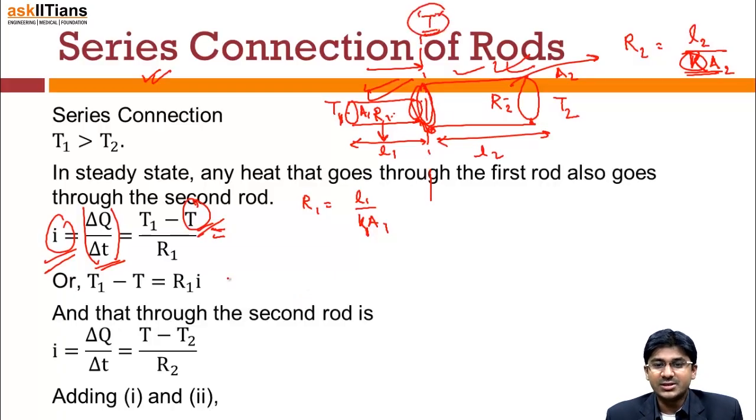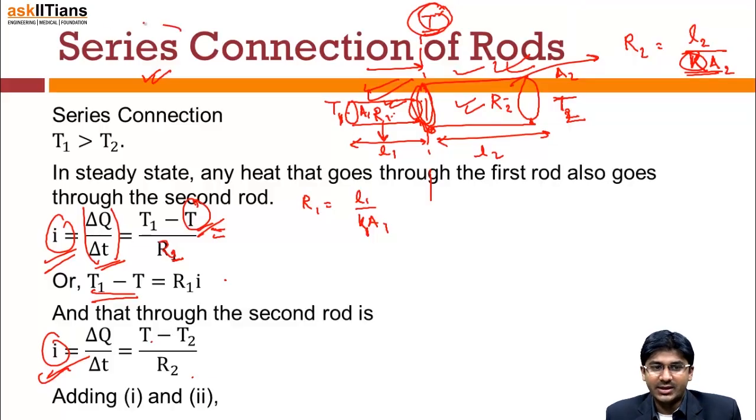So the temperature difference here is T1 minus T, divided by R1, where R1 is the thermal resistance of this first rod. Then this T1 minus T becomes R1 into I. Now we find out the current through the second rod, that will be T minus T2. T is the temperature of this junction, T2 is the temperature of this end point. That means the temperature difference is T minus T2. So you get the current as T minus T2 by R2.